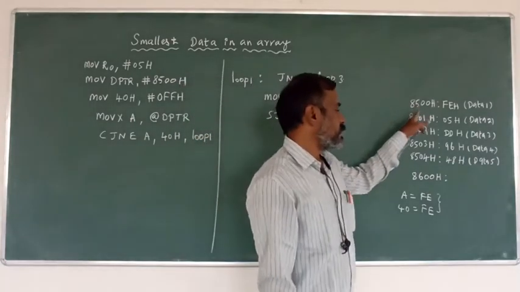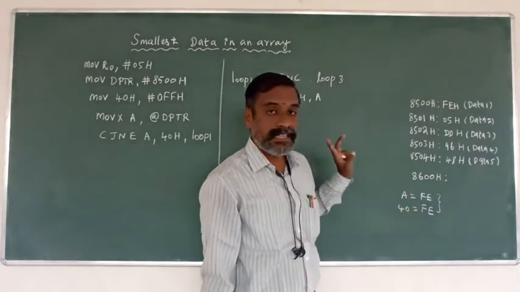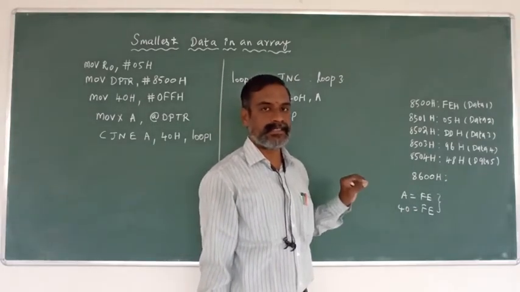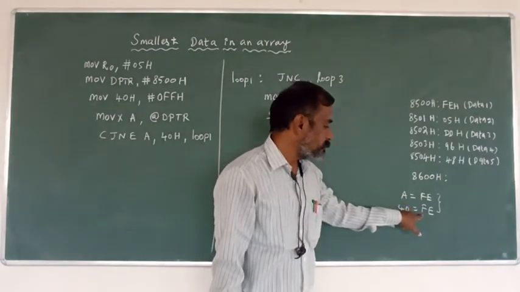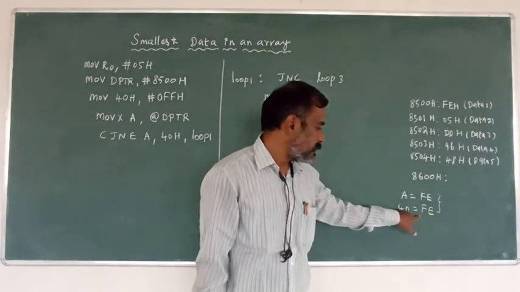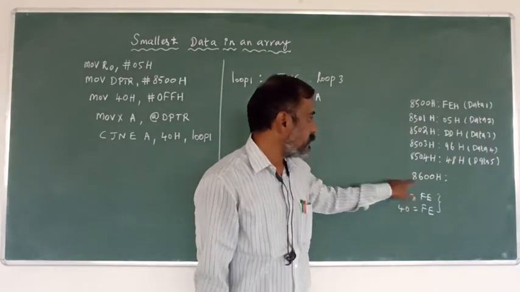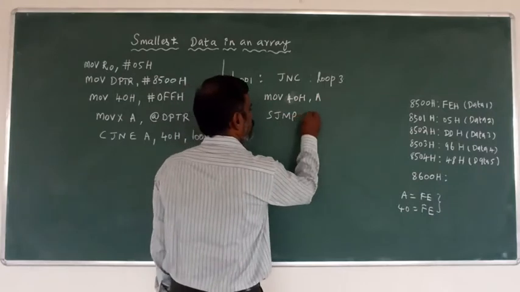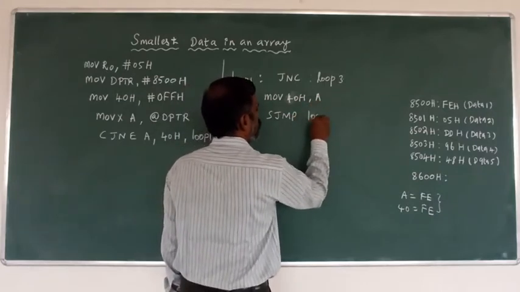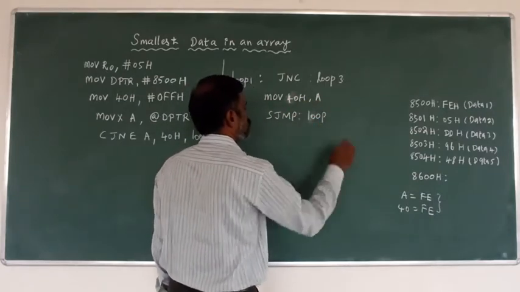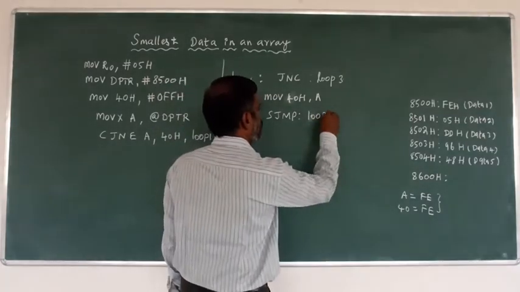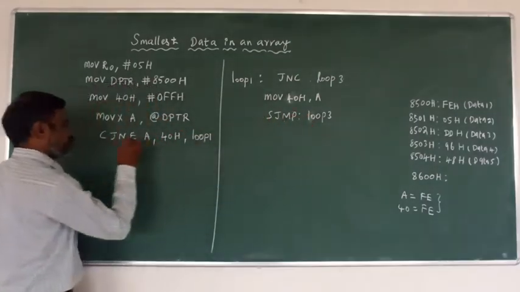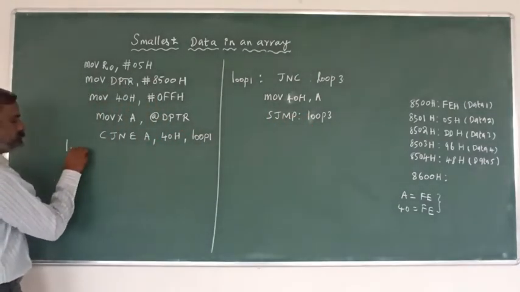Now data 1 is compared with the maximum data of 8 bit. Next, the maximum data is compared. Next we have to compare 40H with the second data. For that, short jump to loop 3. Jump to loop 3. Jump to here, loop 3.